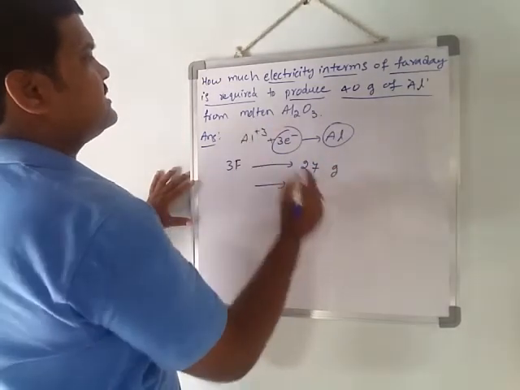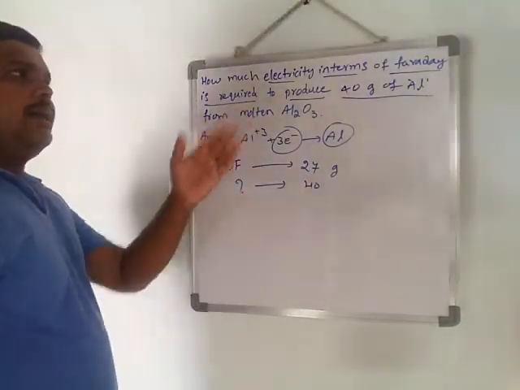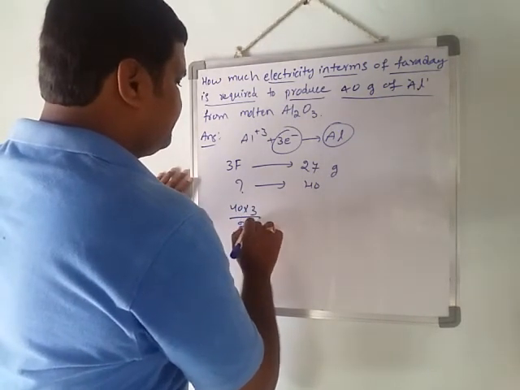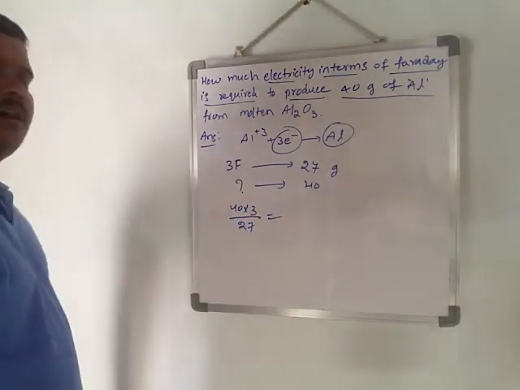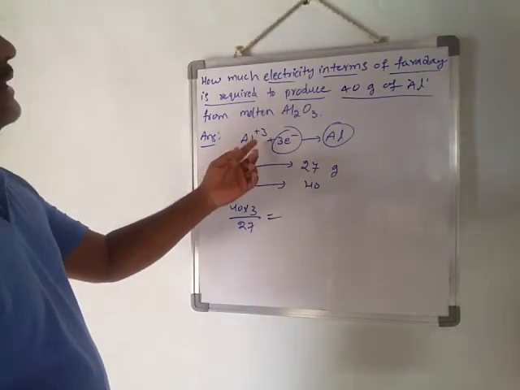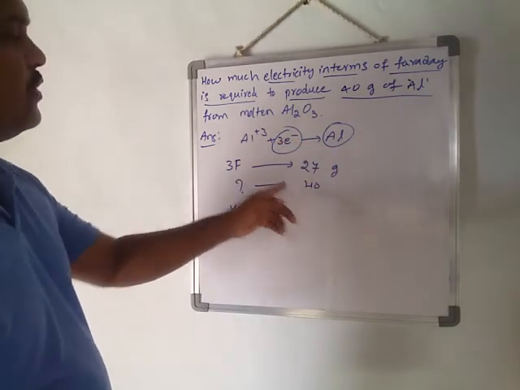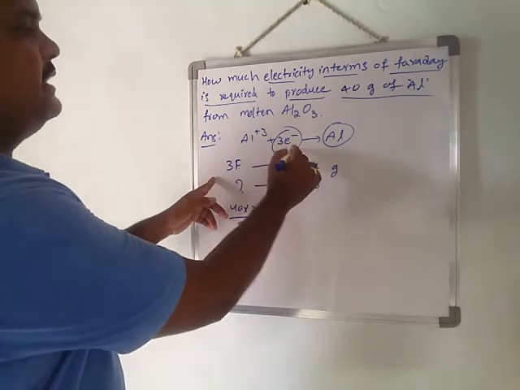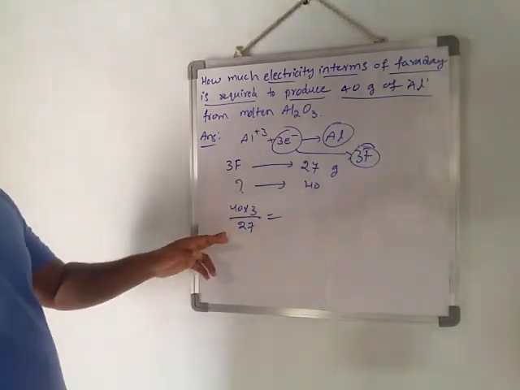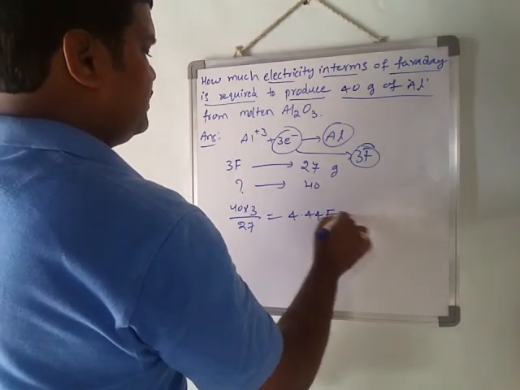But how much are you asking for? For 40 grams, how much electricity in Faraday is asked? So 40 into 3 by 27. Are all of you able to understand this clearly? For one aluminium atom, by gaining 3 electrons, it deposits as aluminium, that is 27 grams. For 40 grams, how many Faraday? Is it clear? 3 electrons, that is 3 Faraday. That is 40 into 3 by 27, that is 4.44 Faradays.